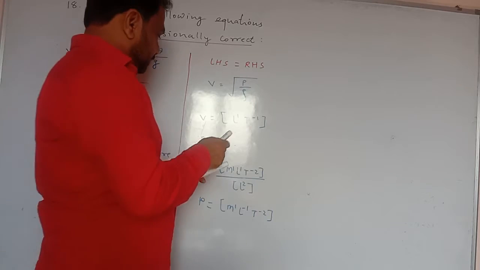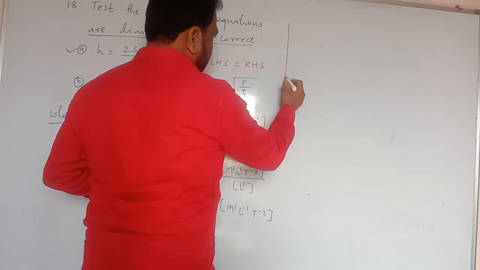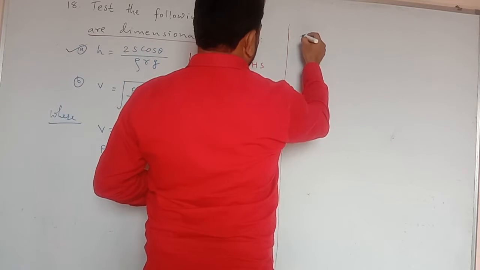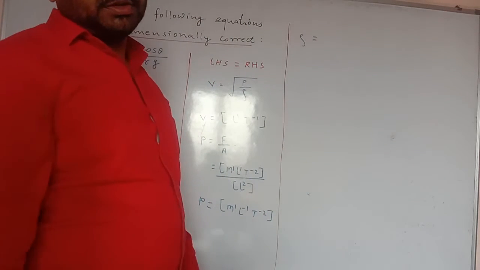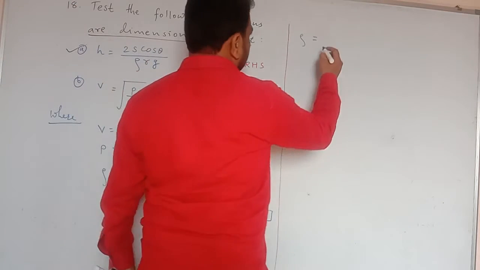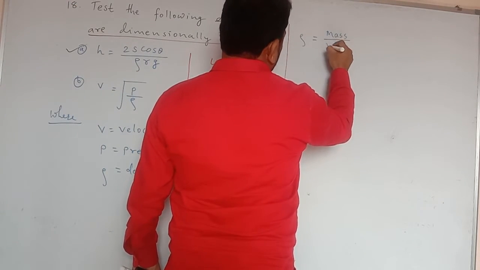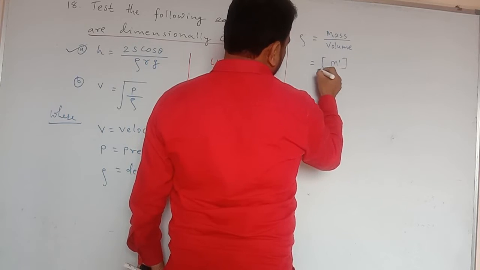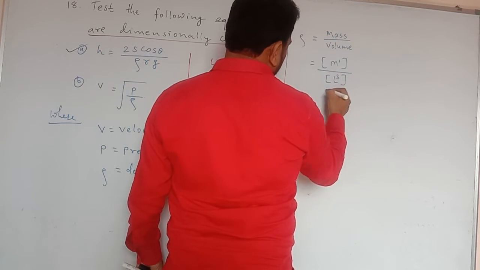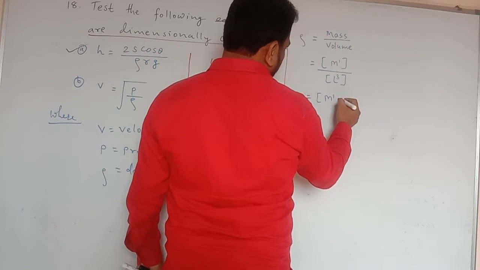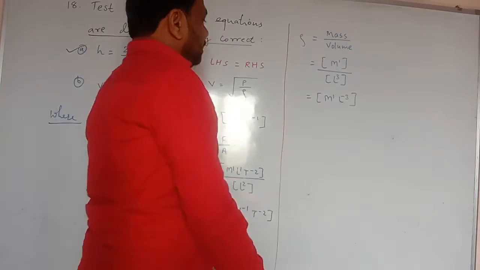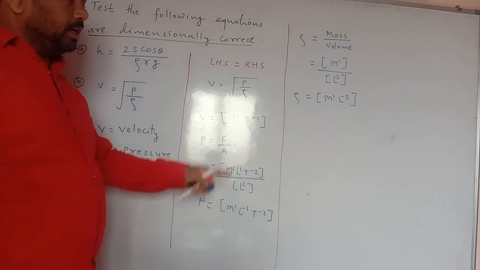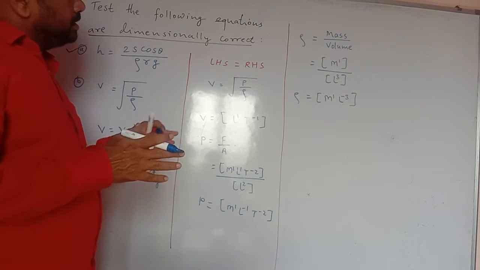Now next is density, rho. What is the formula to calculate the dimensions of density? Density is mass upon volume. Putting the dimension of mass, M1, and the dimension of volume, L3, it becomes M1 L minus 3. So these are the dimensions of the given physical quantities: velocity, pressure and density. Now we have to put all the dimensions in this equation.